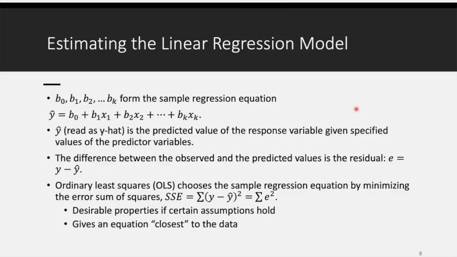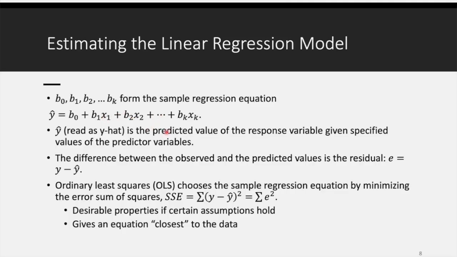B naught, B1, B2, up to Bk, they are going to represent the estimates of beta naught, beta 1, beta 2, etc. Then we are going to form what we call the sample regression model. It's going to be this equation: y hat, which is the predicted value of the response variable. Remember, this is the predicted value of the response variable given specific values of the predictor variables x1, x2, x3, etc. So y hat is going to be b naught plus b1 x1 plus b2 x2, etc.